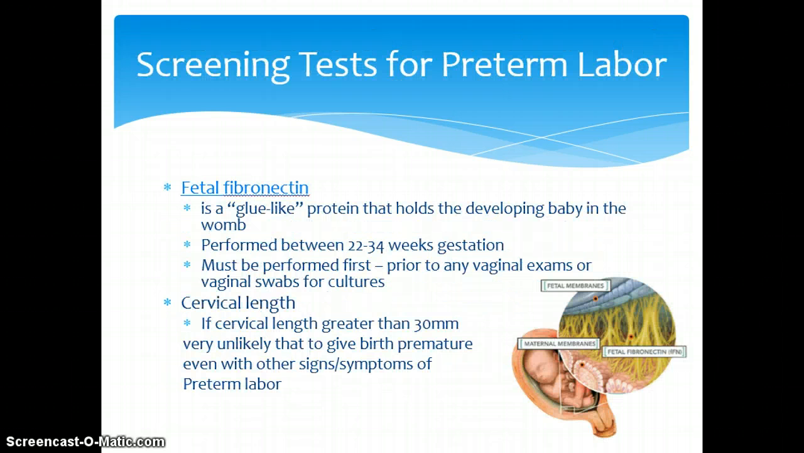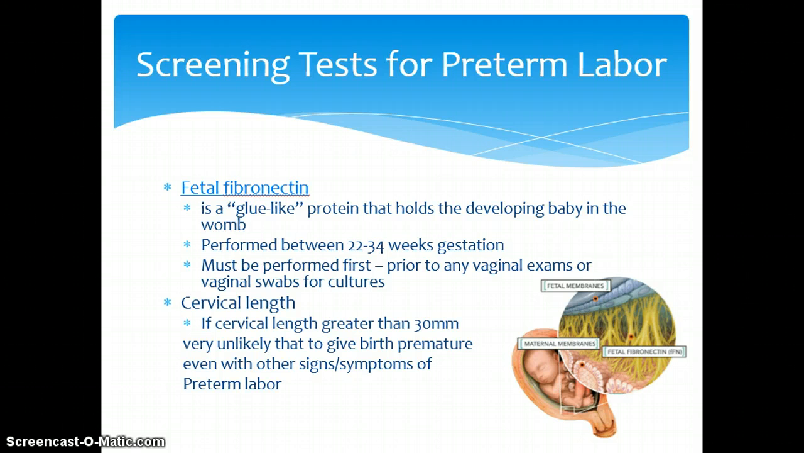There are some screening tests for preterm labor. Fetal fibronectin, FFN, is one of the screening tests that can be used to identify preterm labor. Fetal fibronectin is the glue-like protein that holds the developing baby in the womb. Fetal fibronectin can be performed between 22 weeks gestation and 34 weeks gestation. Before 22 weeks and after 34 weeks, fetal fibronectin is normally found in the cervical area. During that time, it is not.